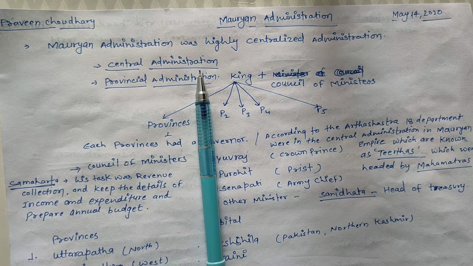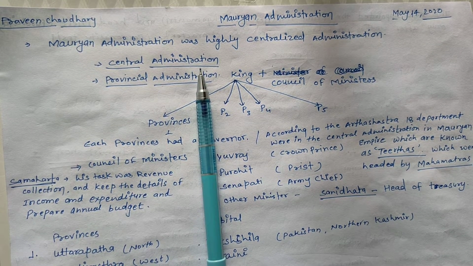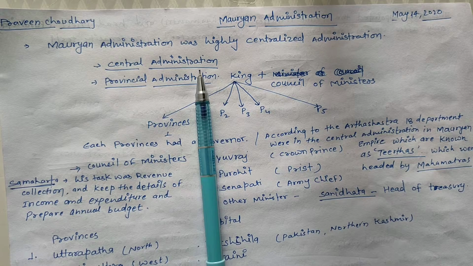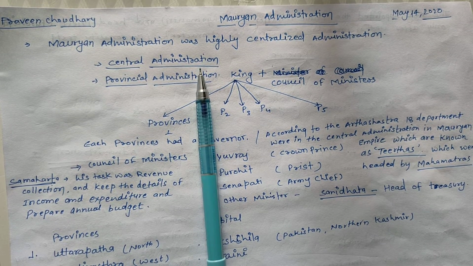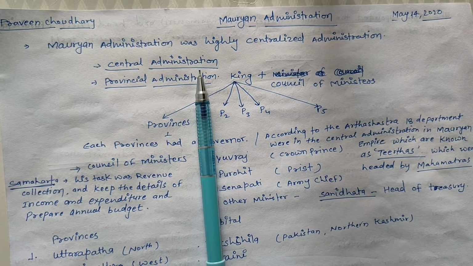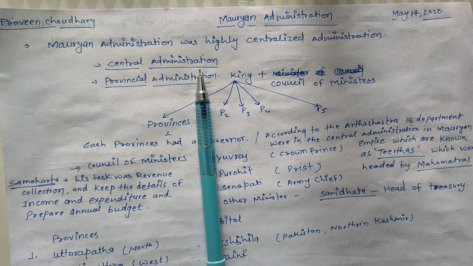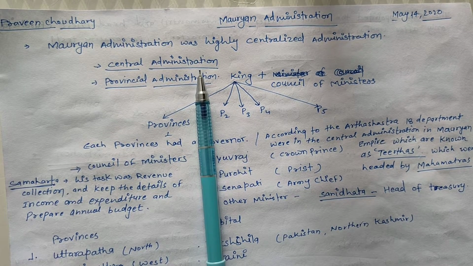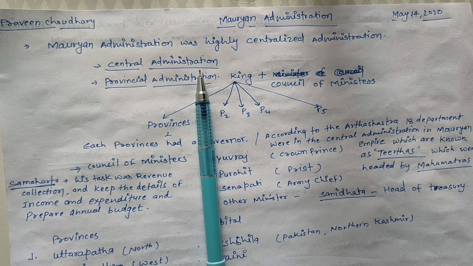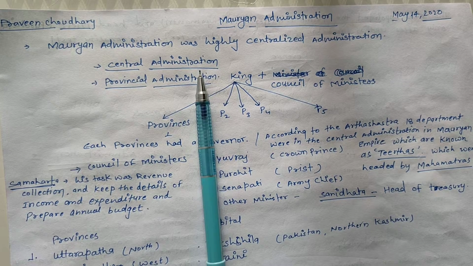Yesterday, we discussed Samrat Ashok, Chandragupta Maurya, and Bindusara, and about the Dhamma of Ashok, Dhamma Yatra, Dhamma Mahamatras, and the rock edicts of Ashok. And today we will discuss and learn about Mauryan administration and Mauryan society. So let's now start our topic.